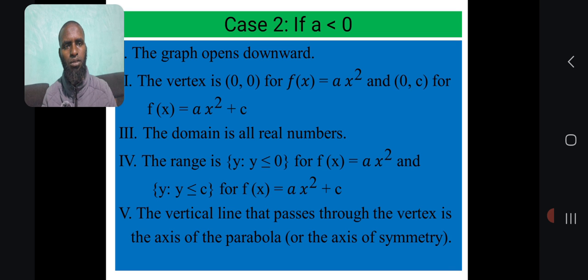The domain is all real numbers. The domain for all quadratic functions is the set of real numbers. The range is y ≤ 0 for f(x) = x², and y ≤ c for f(x) = x² + c, because the value of a is less than 0. The vertical line that passes through the vertex is the axis of the parabola, or the axis of symmetry, as we have said in the first part. Good.